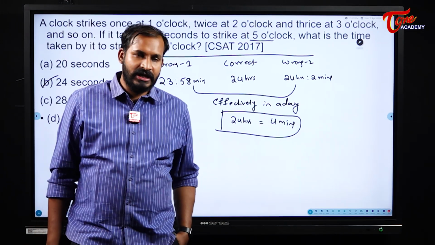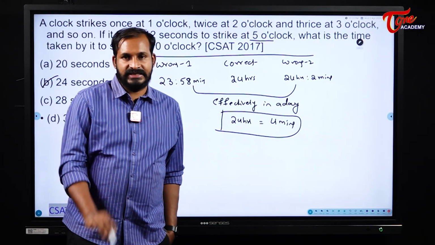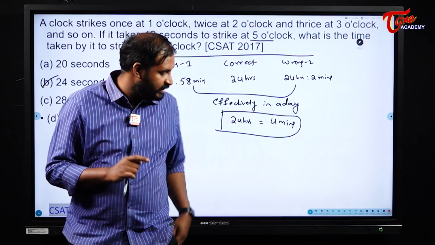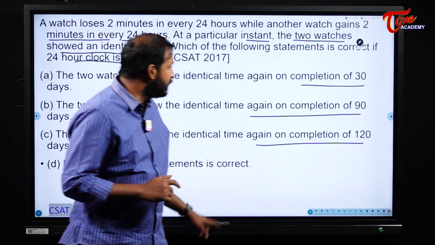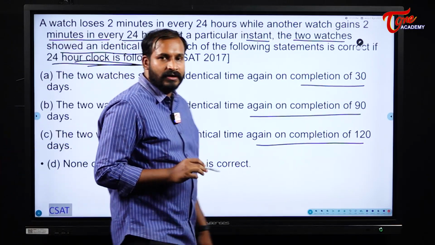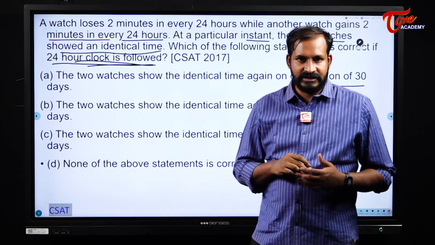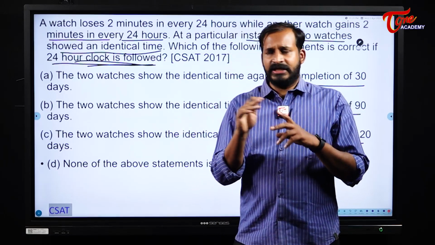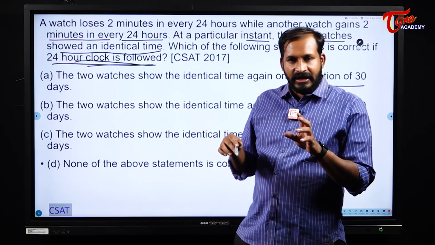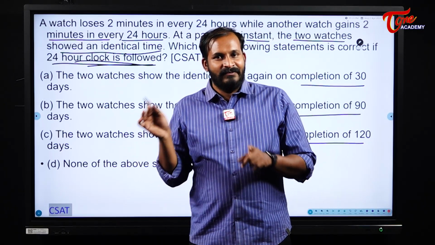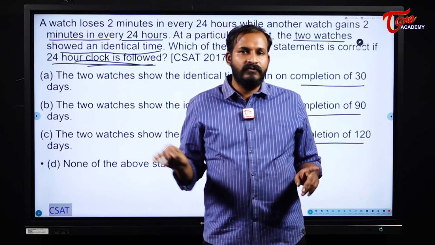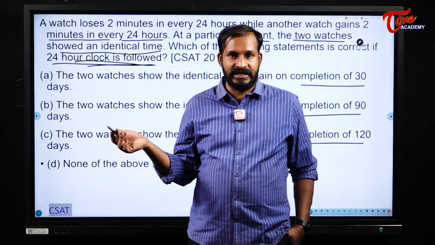Now tell me, when will they show once again the same time? See here, students, there is one logic here. They clearly mentioned in the question that you should definitely consider it as a 24-hour clock. Usually our clock contains 12 hours. Anyway, AM PM will be changed, but the clock will be only of 12 partitions, right? So we used to solve by taking it as a 12 hours time difference.